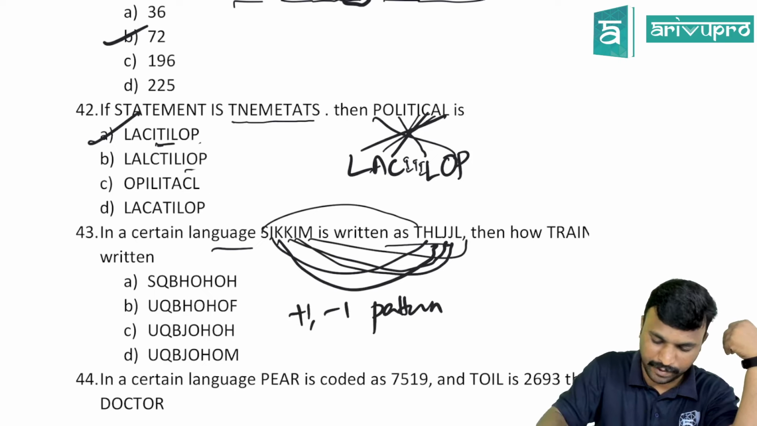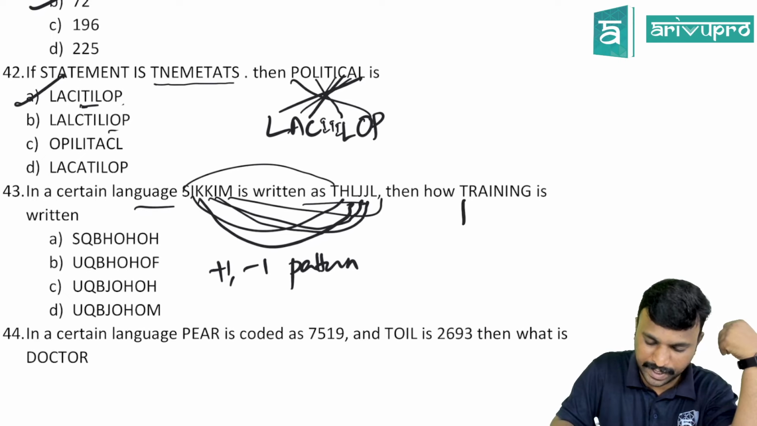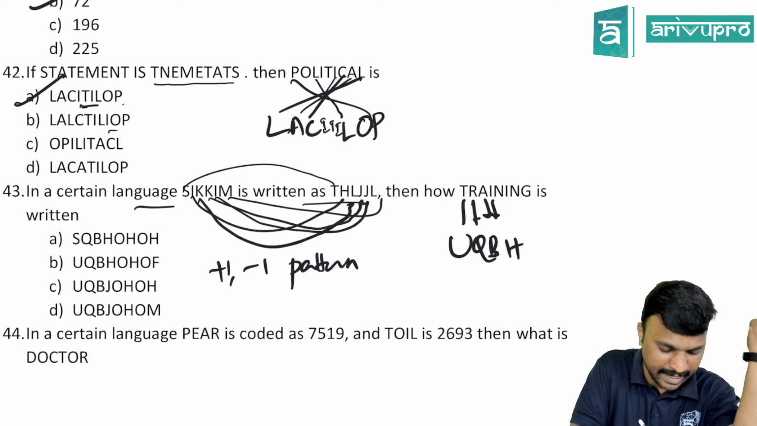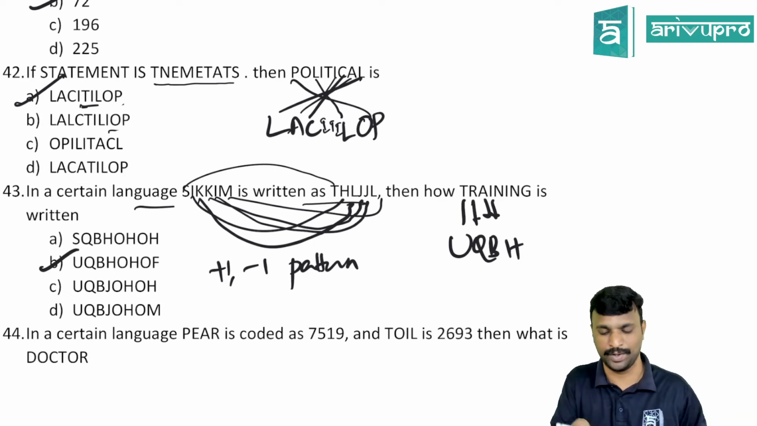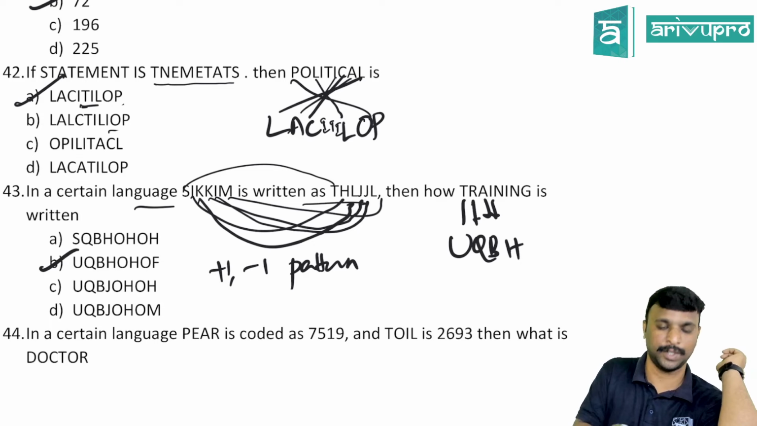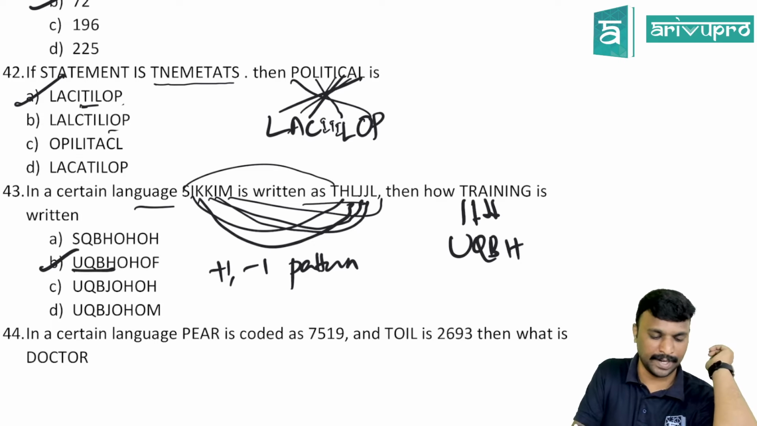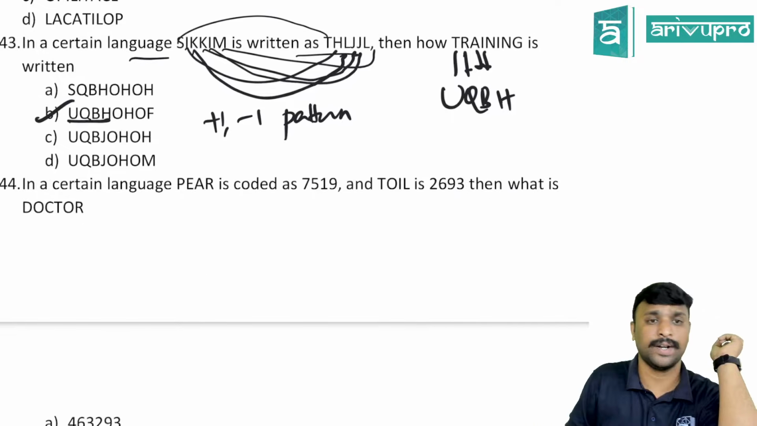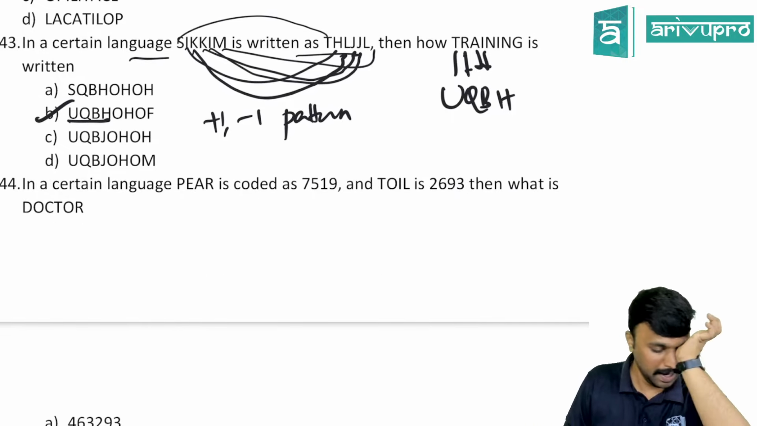Apply the same thing for TRAI. +1 for T is U, -1 for R is Q, +1 for A is B, -1 for I is H. UQBH. You see that in only option B. You need not get the code for other letters. The first 4 letters are present in option B only. Guys, look at the next question.